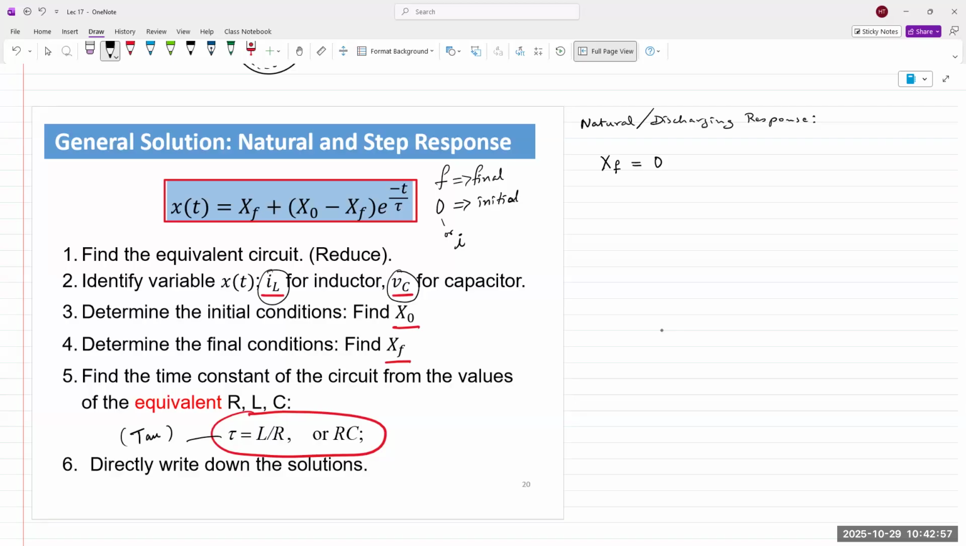In a natural or discharging response, the final value is always 0. Now it could be that the discharging phase is interrupted before it reaches 0. But when we write down our equations and begin to solve this, it is always 0. So we always put the final value as 0. The equation simply reduces to x0 times e raised to minus t over tau.